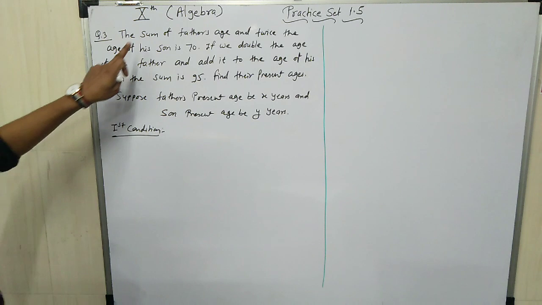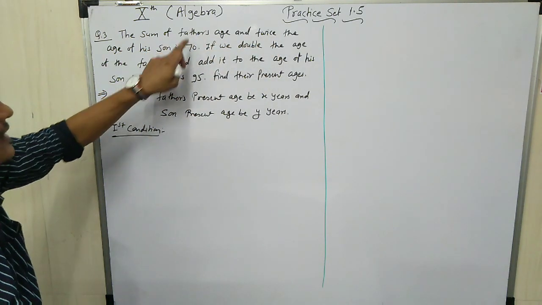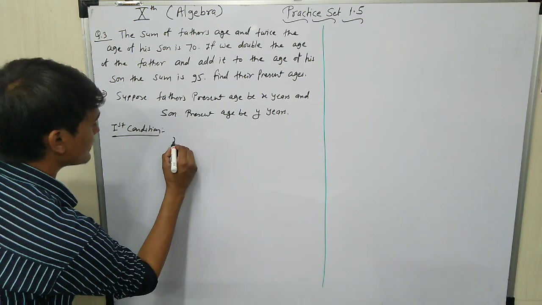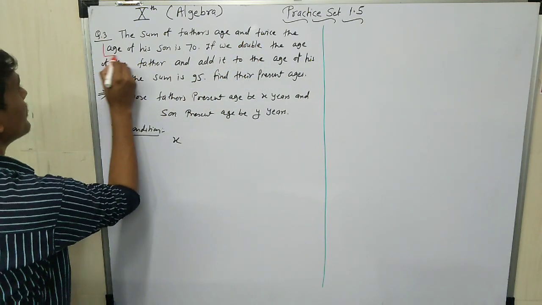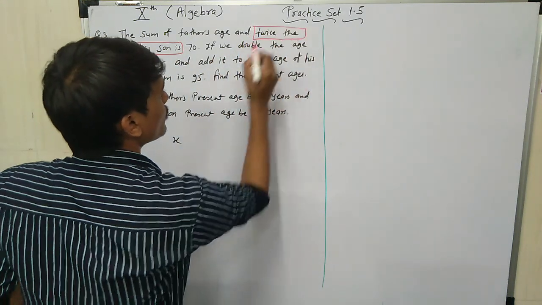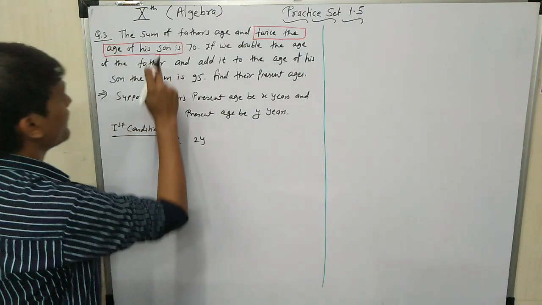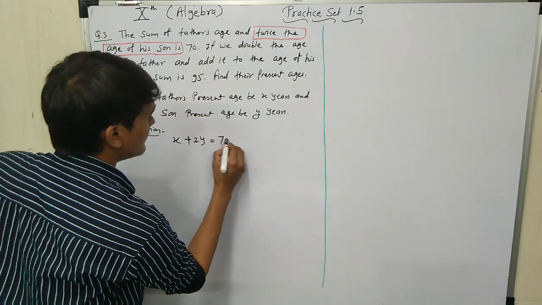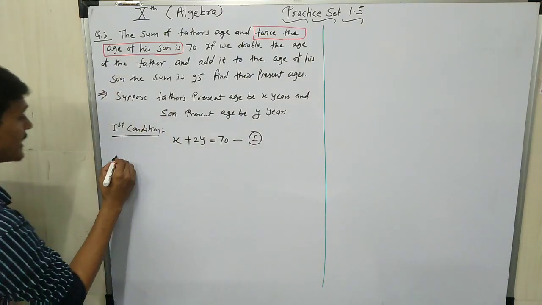The sum of father's age and twice the age of his son. Father's age means what here? X, and twice the age of his son means what? Twice means 2 son, 2y. Then what? Sum means what? Add, is equal to 70. This is equation number first. Got it? Now second condition.